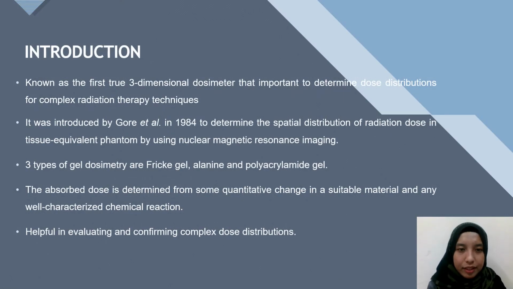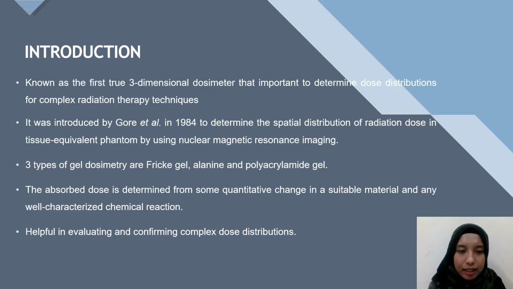Gel dosimetry is also known as the first true three-dimensional dosimeter that is important to determine dose distribution for complex radiation therapy techniques. This method was introduced by Gore et al. in 1984 to determine the spatial distribution of radiation dose in tissue equivalent phantom by using nuclear magnetic resonance imaging.